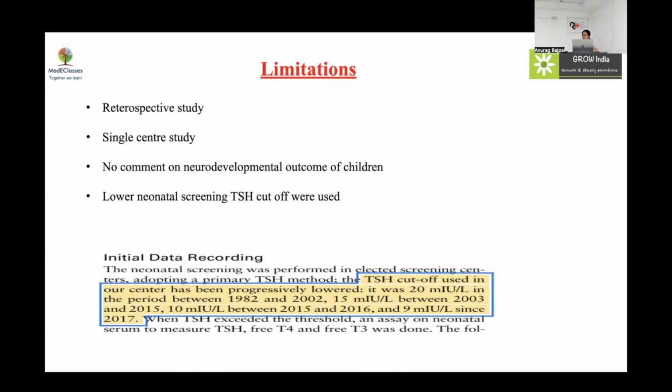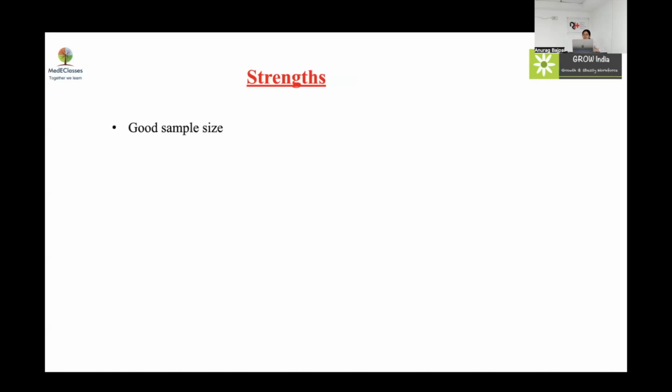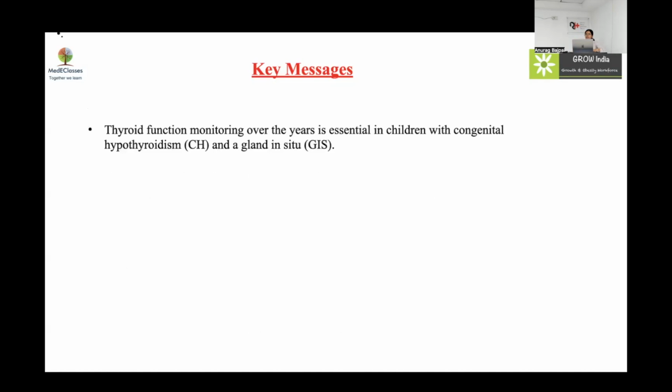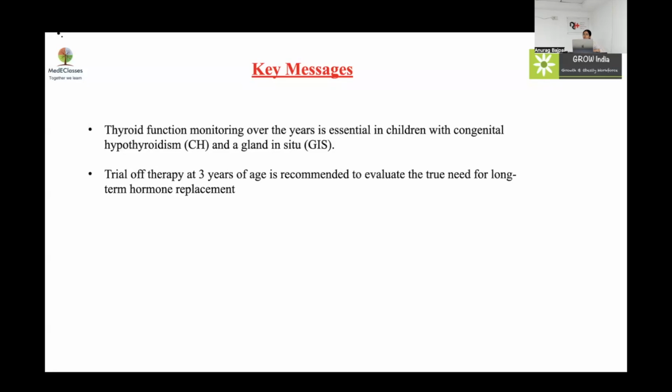Yes. So the strengths of the study were that they took a moderate sample size of 77 children. There was a long-term follow-up. A clear outcome classification was done into transient and permanent congenital hypothyroidism. The key messages we got from the study are that thyroid function monitoring over the years is essential in children with congenital hypothyroidism with gland in situ. Trial of therapy at 3 years should be done to evaluate the true need of long-term hormone replacement therapy. And after discontinuation also, a patient should be followed up with thyroid function tests as they may become hypothyroid again.